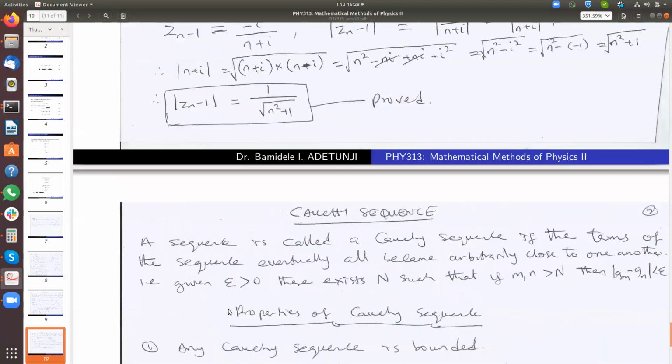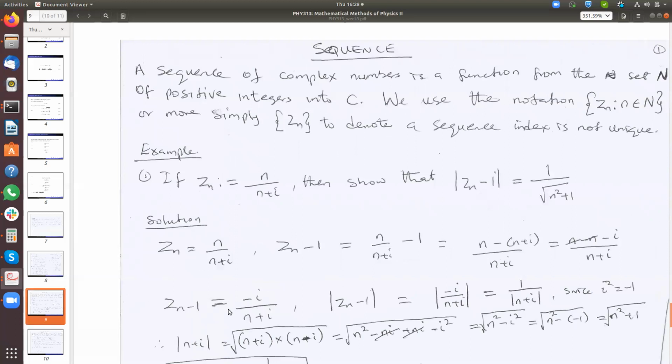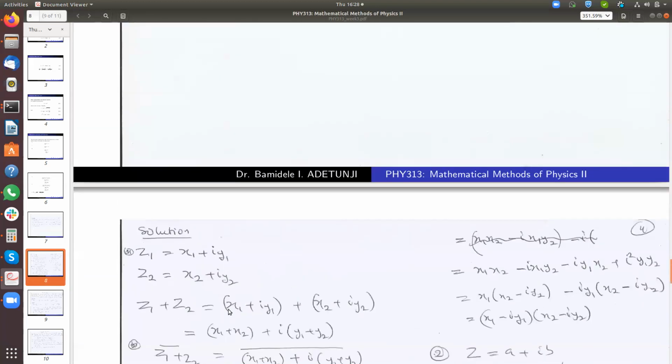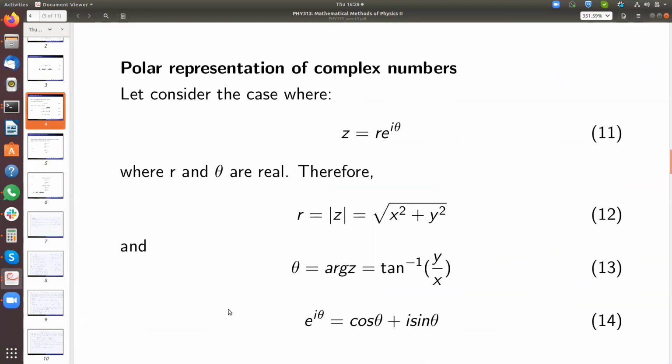Sorry, sir. When I came, I saw something about polar coordinate. Yes, you talked about that. You even talked about limits. I will send you this slide immediately after this lecture, or I can drop it here.